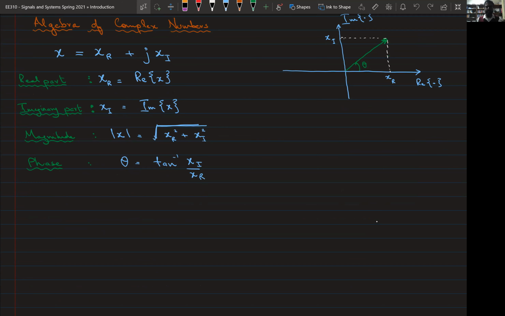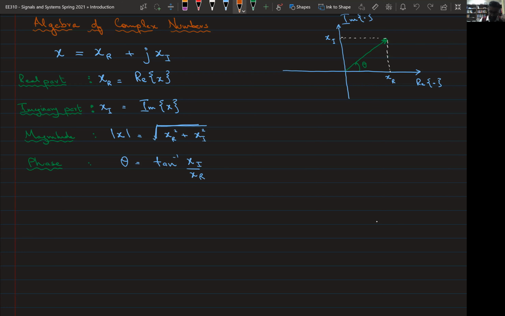So I'm going to start out with the algebra of complex numbers. Complex numbers, as we know, have a real part and an imaginary part, right? So I can write the complex number x as x_r plus j times x_i, where x_r is the real part of it and x_i is the imaginary part of it, okay? And these are the operations here.